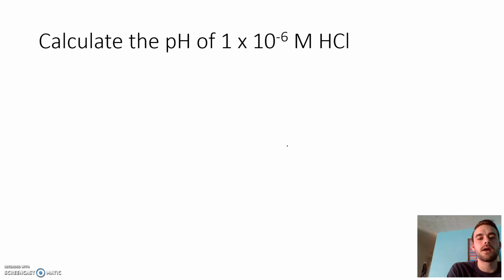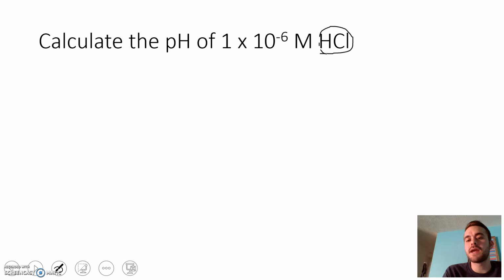Okay, so using the same method that we did for the last one, in this problem you're going to calculate the pH of something that has a little bit less H+. So if you look, here's our compound that we're working with. It is HCl. So what does that H mean again? We're working with an acid.